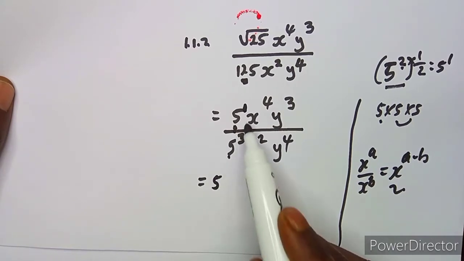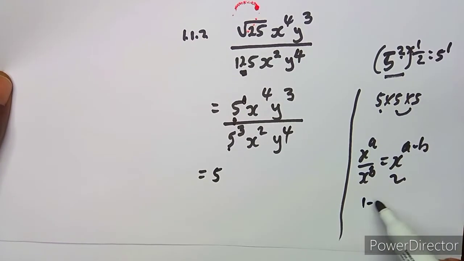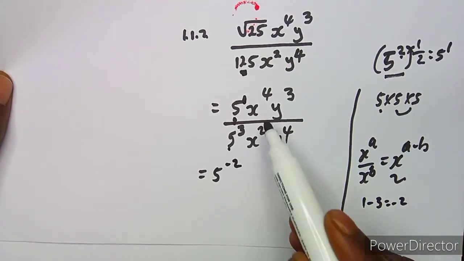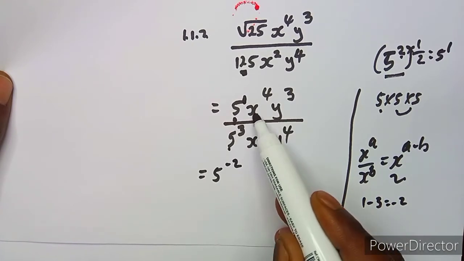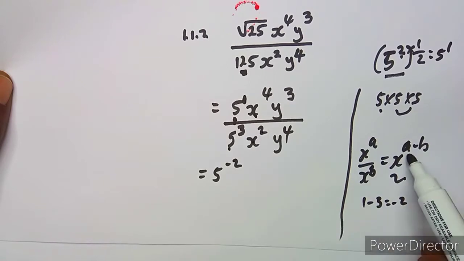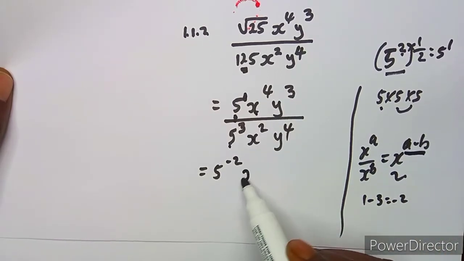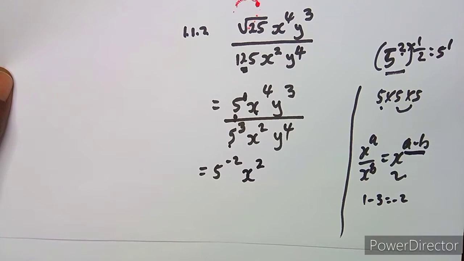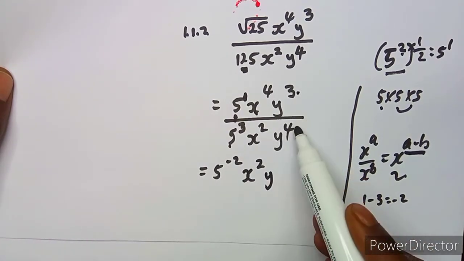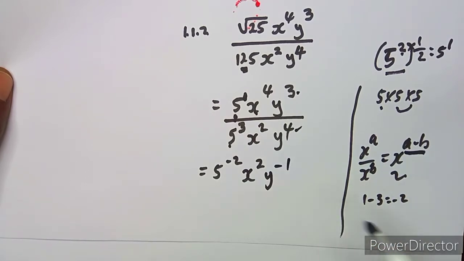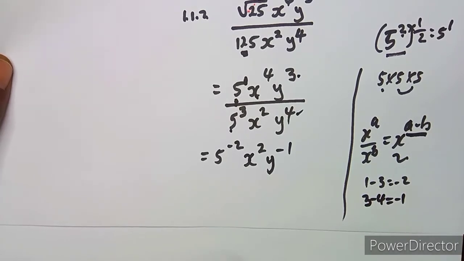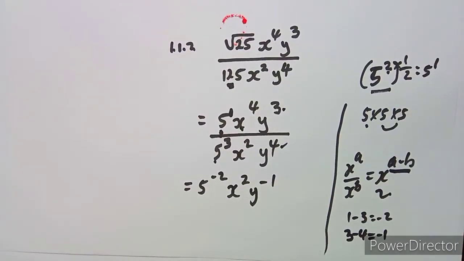So it's going to be 1 minus 3, which is going to give us minus 2. We have got the same thing here, we've got x and x. So these two, they are dividing. So it's going to be 4 minus 2, just like a minus b, which is going to give us a positive 2. Y to the exponent of 3 minus 4, which is going to give us minus 1. So that's what we have, and we can't just leave our answer like this, guys.